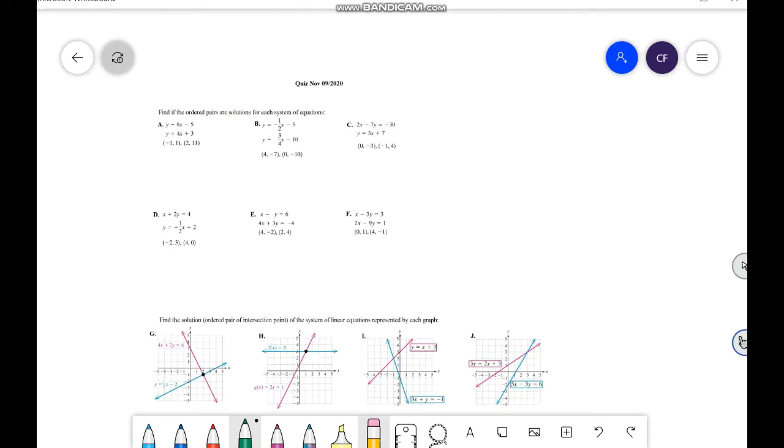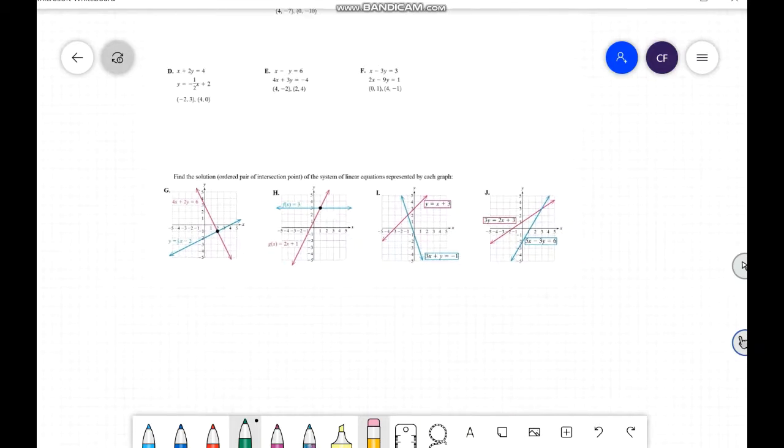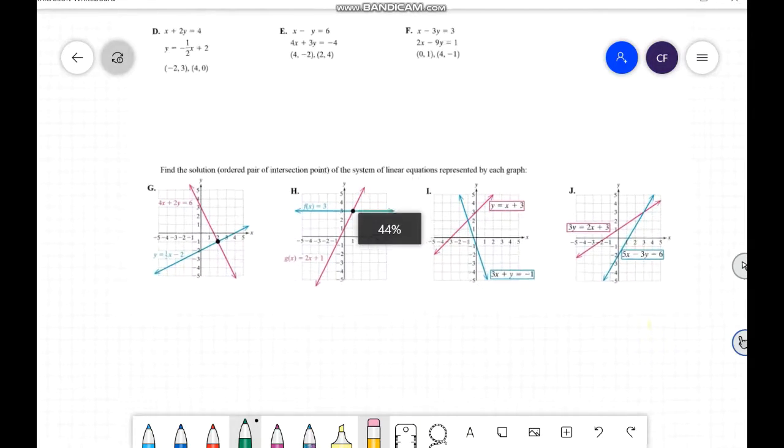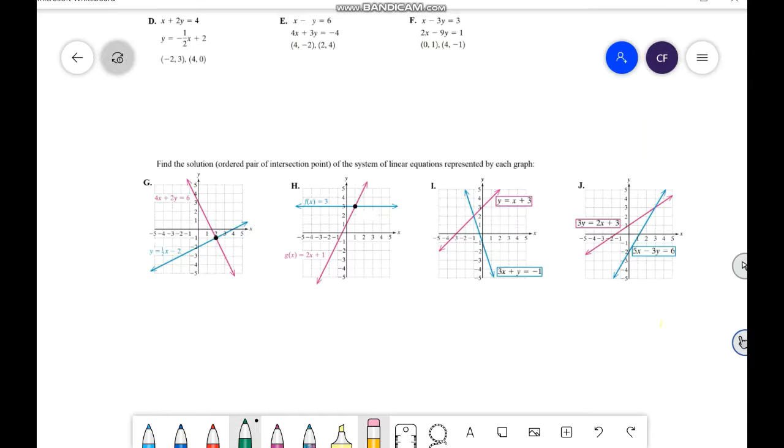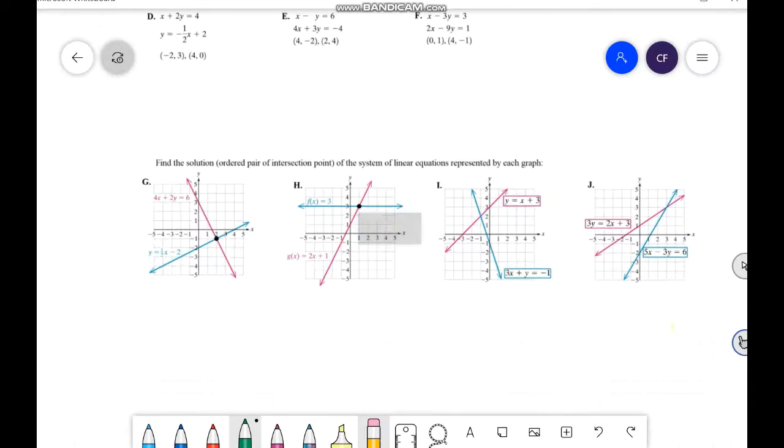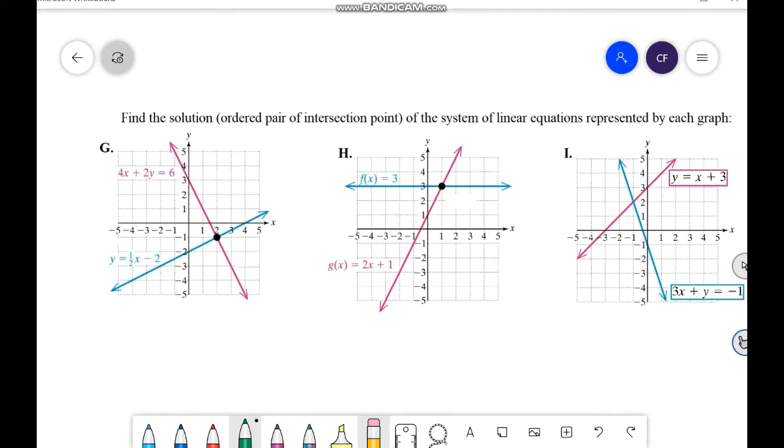The first part is like the example that we worked before. You have to find if the ordered pairs are solutions for each system of equations. And the second part, very easy. Find the solution of the system of linear equations by finding the coordinates of each ordered pair. So let me show the second part here first, because it's too easy.